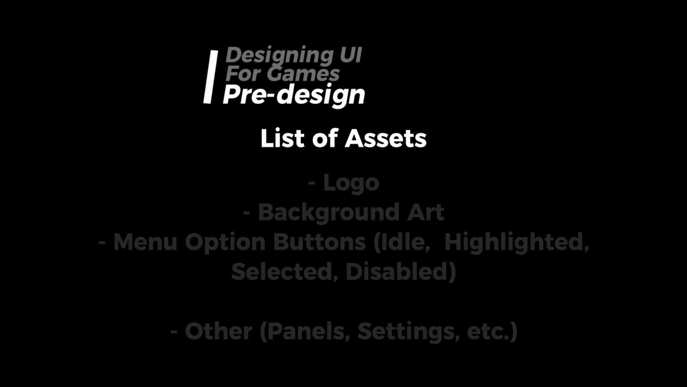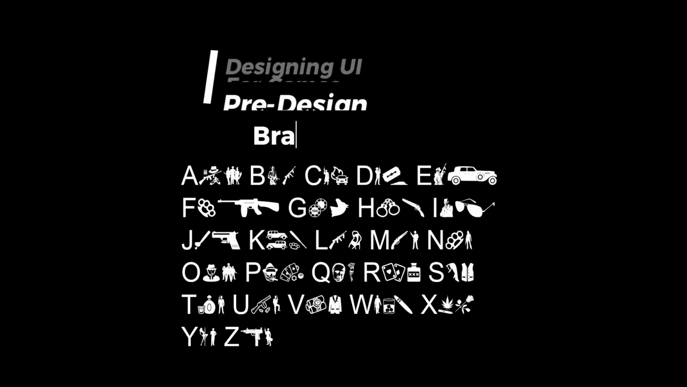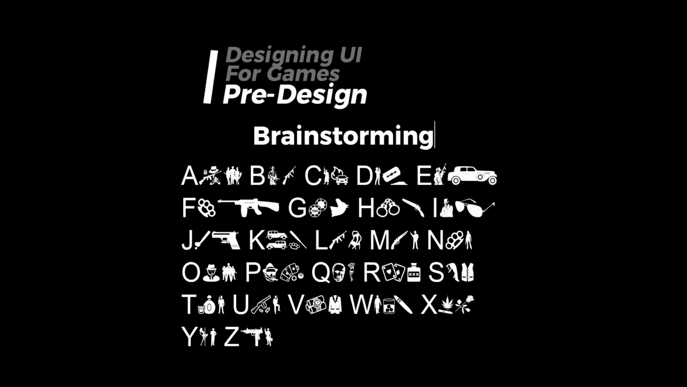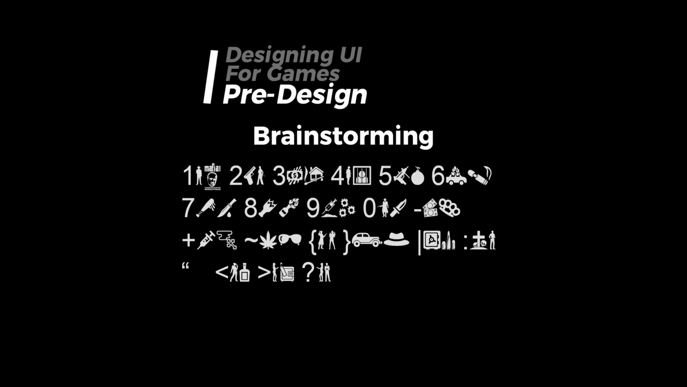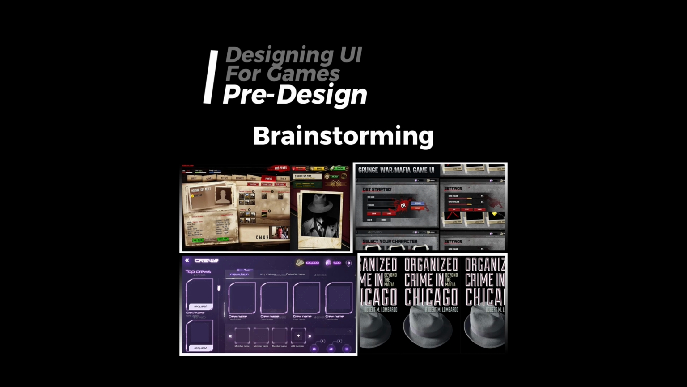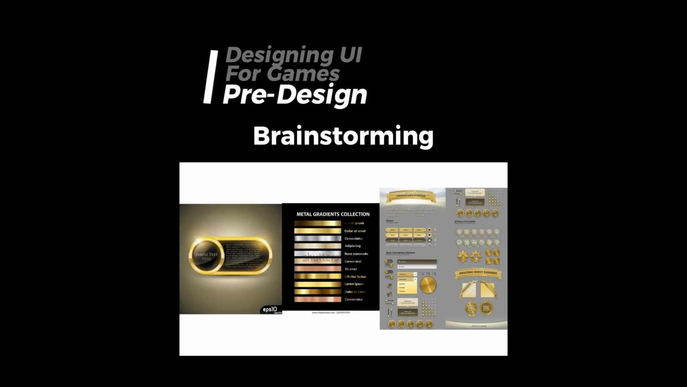I start off with brainstorming ideas for what to include in the design. This would include certain themes and symbols that I would want incorporated into the design. I would also look for references from other game UI or images. This is how you can gather inspiration to start creating your sketches and concepts.